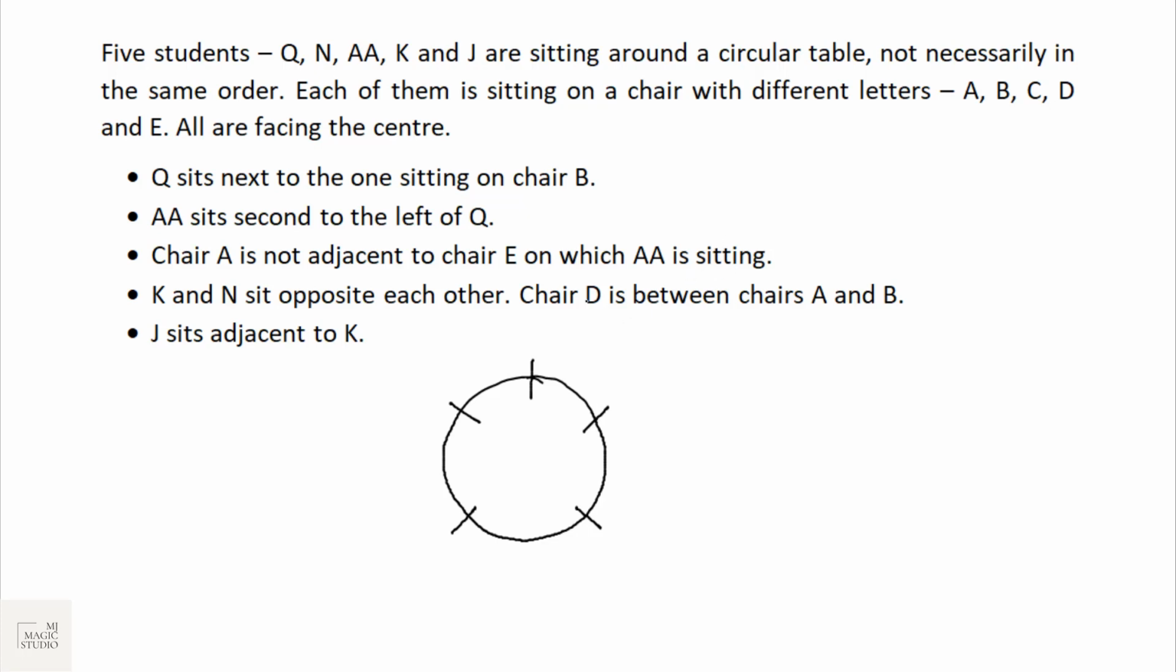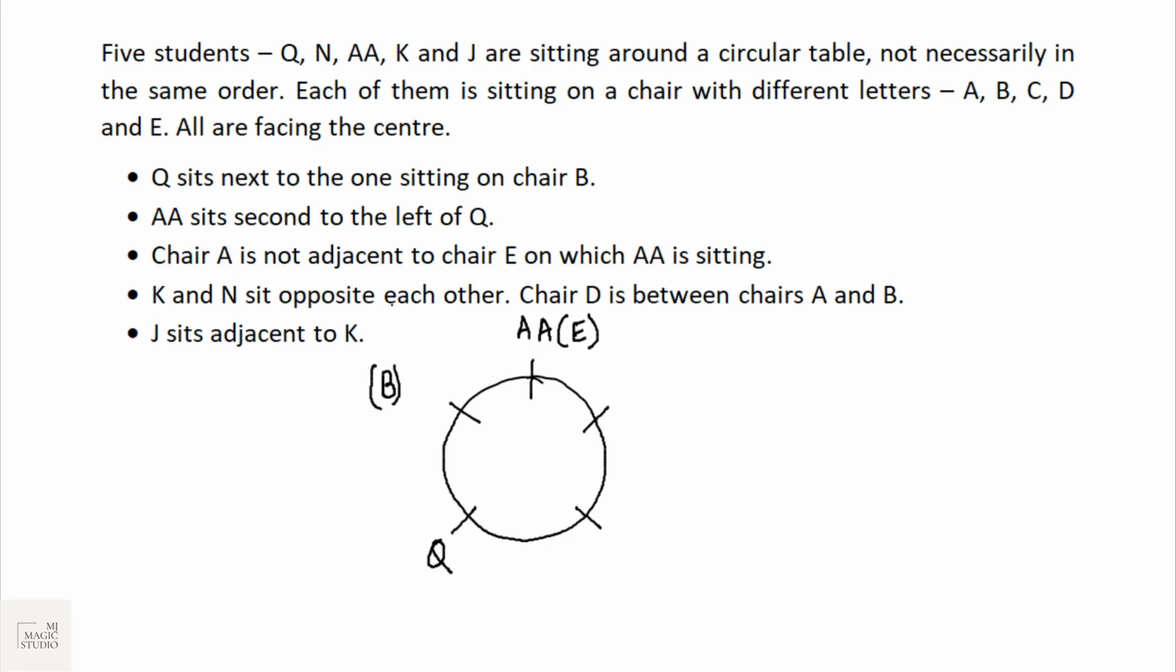So with the given data, what can we have? Q sits next to the one sitting on chair B. Here we have Q, and B can be on any side. This is chair number B. A sits second to the left of Q. Chair A is not adjacent to chair E on which A is sitting. This is chair number E. Let me put the chair numbers. And chair A is not adjacent, so here these two can be A.